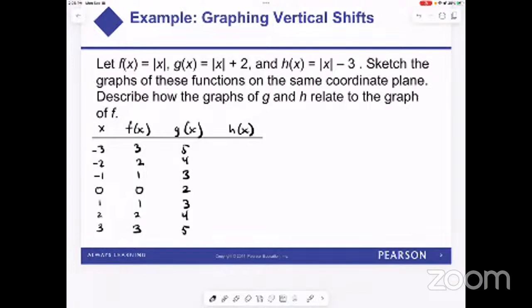Oh, so we're subtracting 3 from f of x. So then that's going to be 0, -1, -2, -3, and then it repeats: -2, -1, 0.